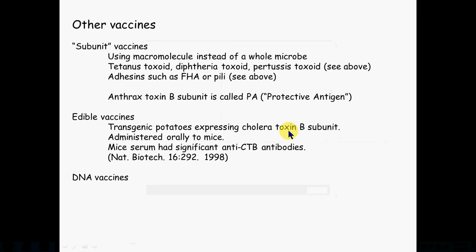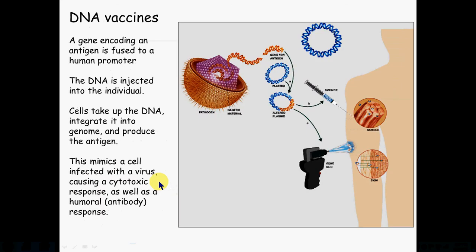But same thing, in fact, the cholera toxin B subunit has been made to be expressed in bananas, and if you eat them, possibly you get some protection against cholera toxin. This one, DNA vaccines, are kind of an interesting idea. That's this. Look at this.